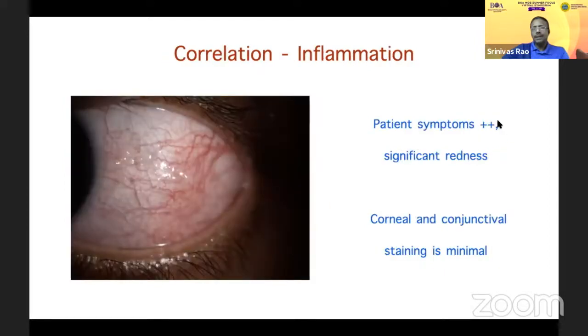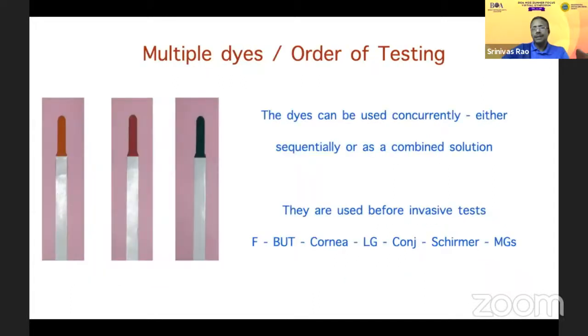If you have a patient with very significant symptoms and extensive redness of the surface, but with minimal corneal and conjunctival staining, this usually depicts inflammation as the cause of his problems. So essentially, these are the 3 dyes that we can use. You can use them concurrently, either sequentially or as a combined solution.